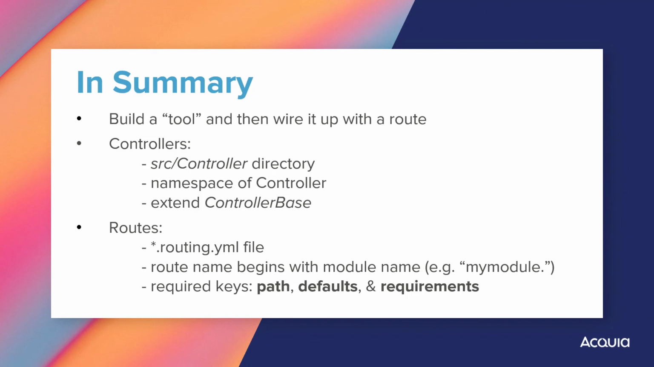Next, we turned our attention to the routing.yaml file of our module. We learned how to name our route by starting with the name of our module, and we learned about the path, defaults, and requirements keys, which are the three required elements of every route. To conclude, we learned more about the controller base class, more about routing in Symfony and Drupal, and we discovered that there are many other helpful options we can provide to our routes.